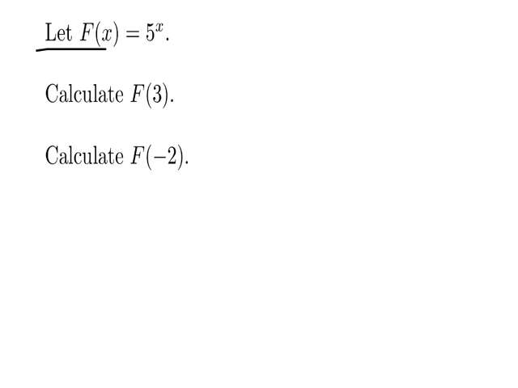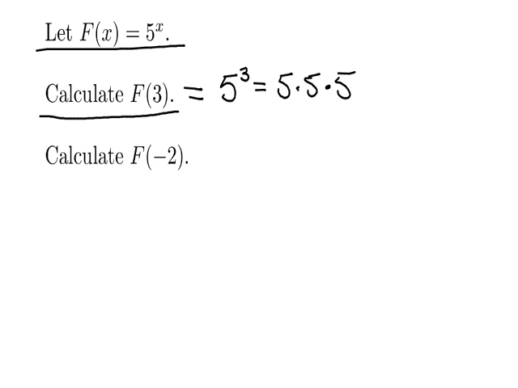Okay, so we're just going to practice just evaluating some functions. So we've got f of x equals 5 to the x power, and we're wanting to calculate f of 3. This works just the same as when we do normal functions. So we're substituting in 3 for x, so 5 to the third power. That's 5 times 5 times 5, which is 125.